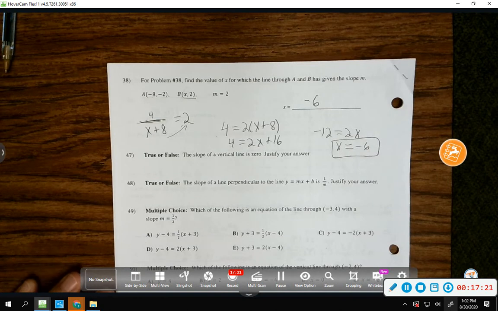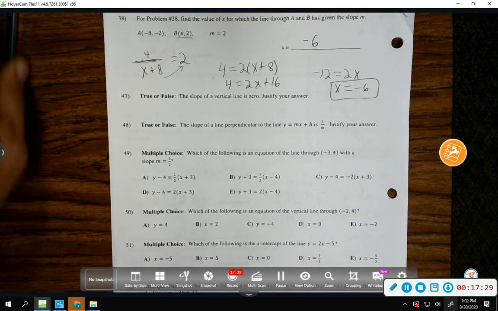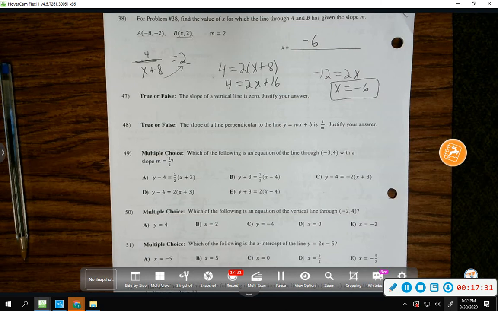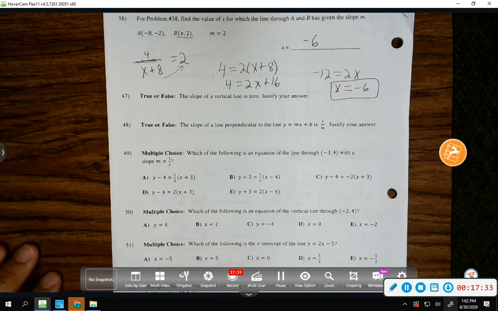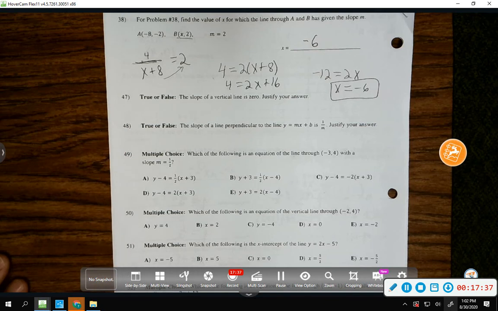47. The slope of a vertical line is 0. Justify your answer. These are true or false. Are there any true or false on the AP test? No. All multiple choice or free response. But these are still good questions, and there's some of these on almost every assignment that I expect.